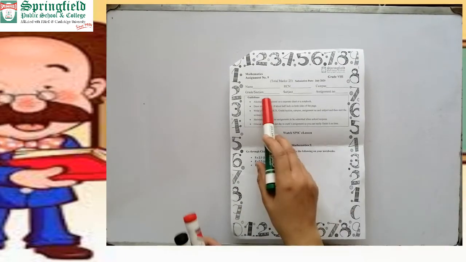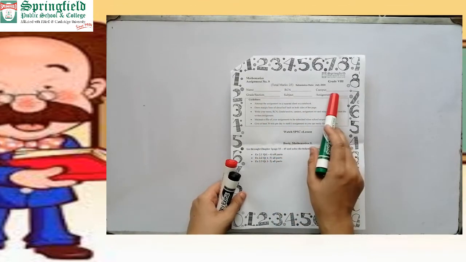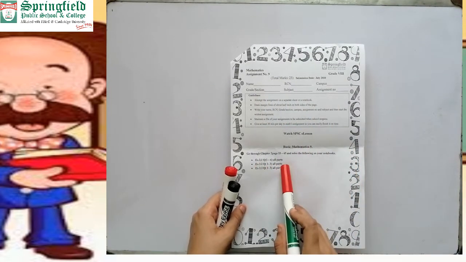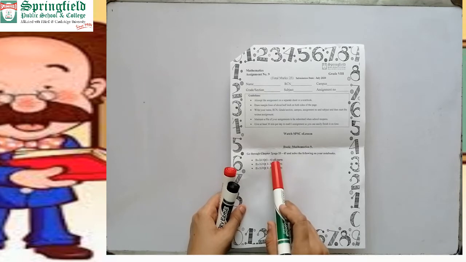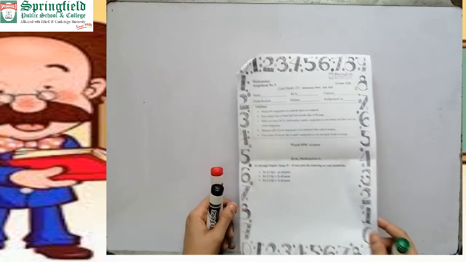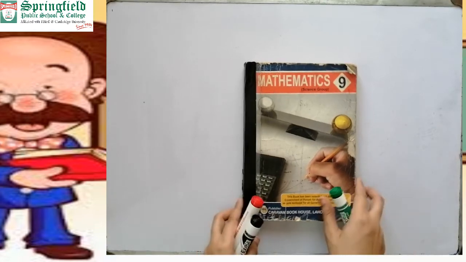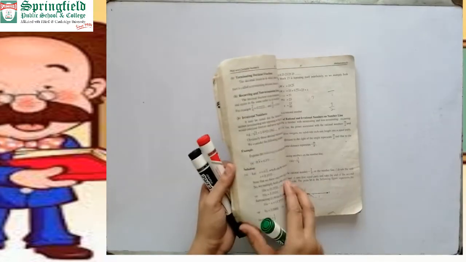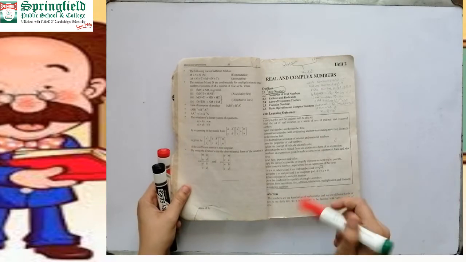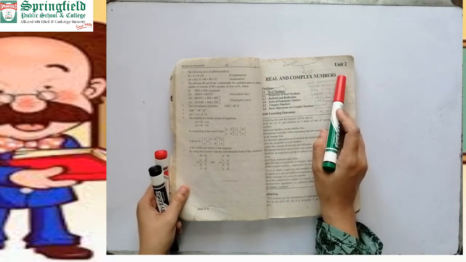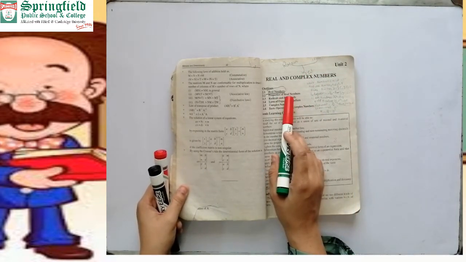Now we are going to solve math assignment number 9 of grade 8. In this assignment we will do chapter number 2, and the name of chapter 2 is real and complex number. So beta, first open your book and turn to page number 33, unit 2, and the name of the chapter is real and complex number.